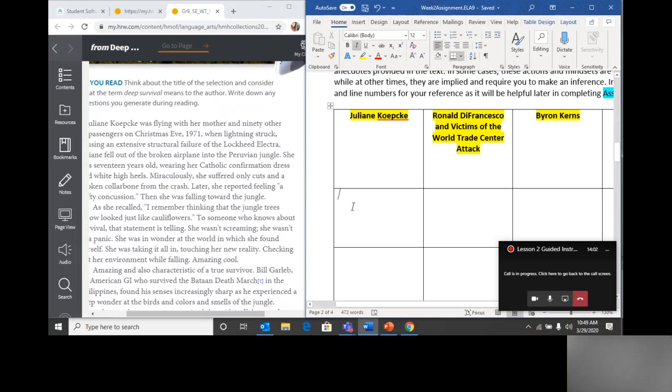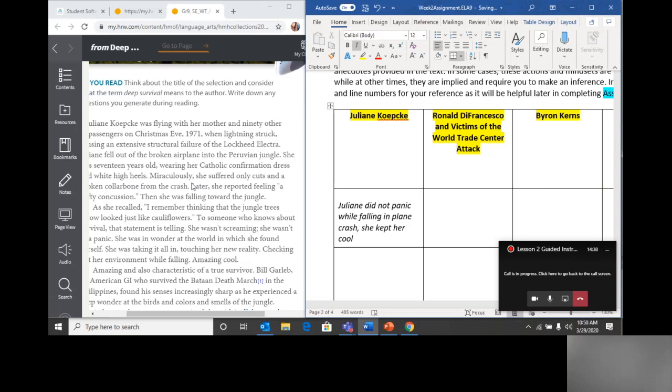So that was our first example of what Julianne did to stay alive. She didn't panic when she was falling from a plane crash. So Julianne did not panic while falling in a plane crash. She kept her cool.